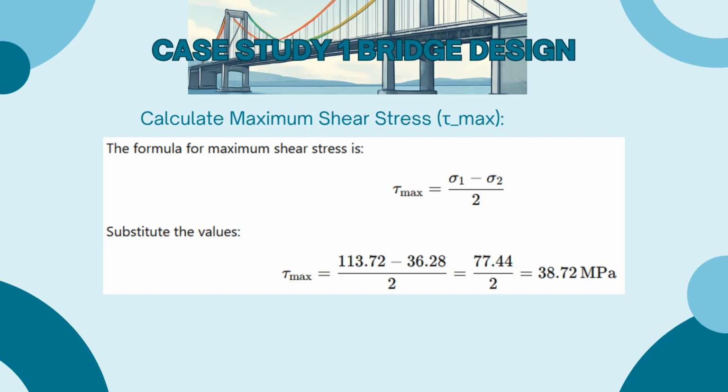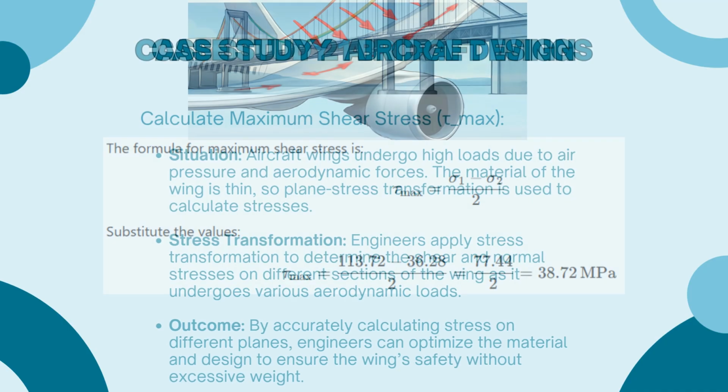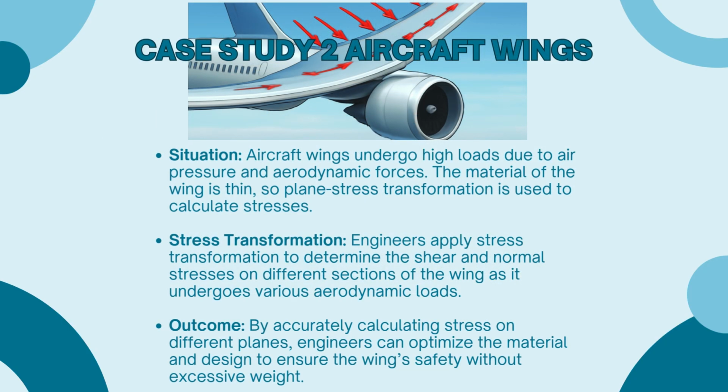Next, let's calculate the maximum shear stress, tau_max, for the bridge beam. Substituting the principal stresses we calculated earlier, sigma 1 equals 113.73 megapascals, sigma 2 equals 26.36 megapascals. This maximum shear stress indicates the greatest amount of shear the material will experience, helping engineers assess potential failure or deformation.